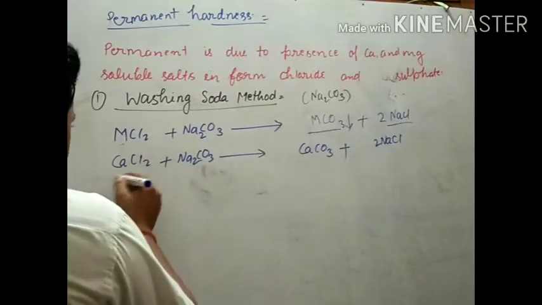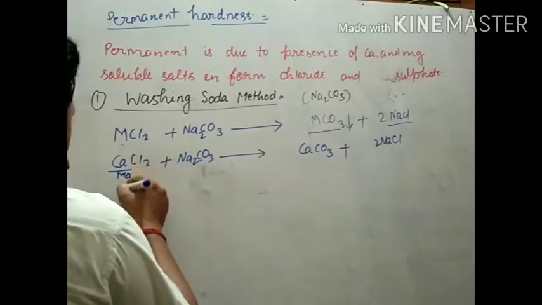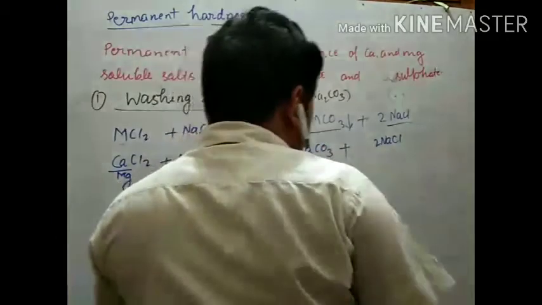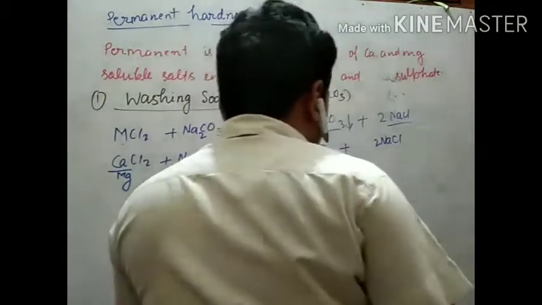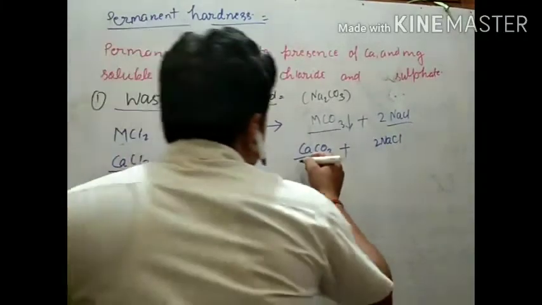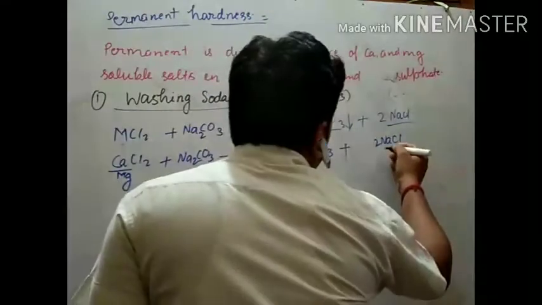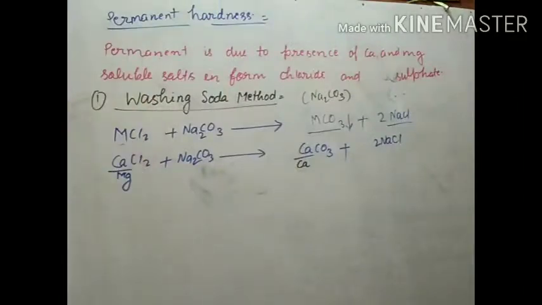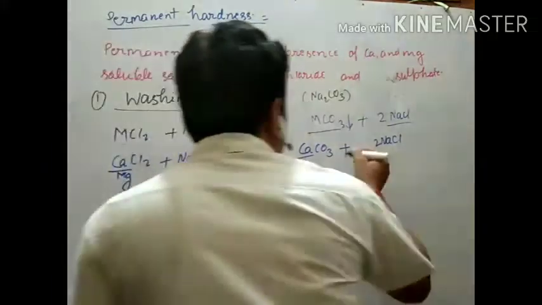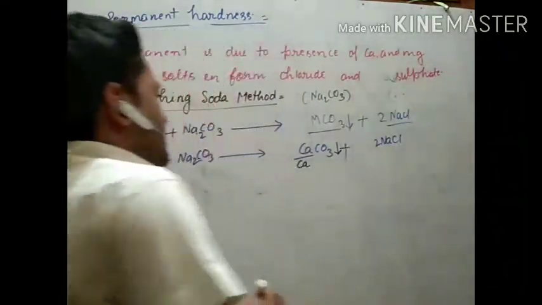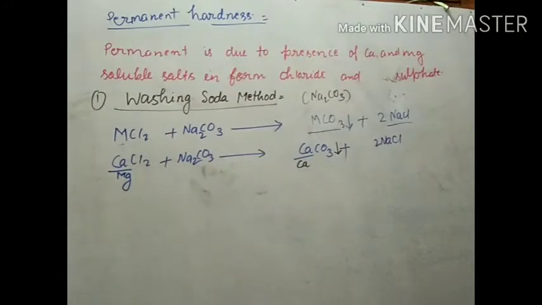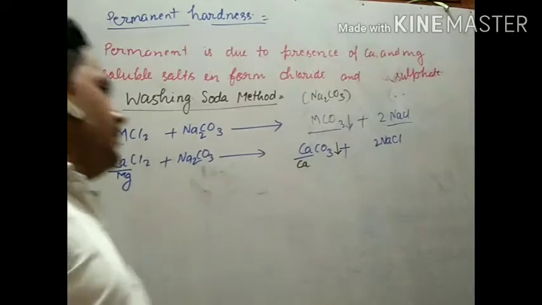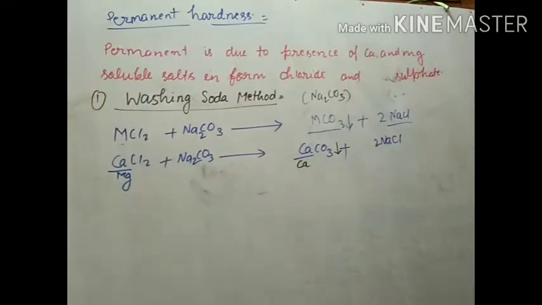Instead of this, we can take magnesium also. So this will be magnesium carbonate and 2NaCl. So what we have discussed? Calcium carbonate is formed, and that is an insoluble impurity. The main motto of removing permanent hardness is to convert soluble impurities into insoluble impurities by using some chemical.